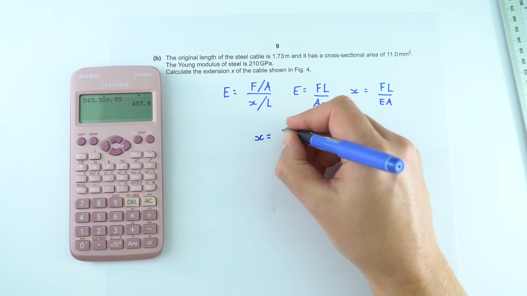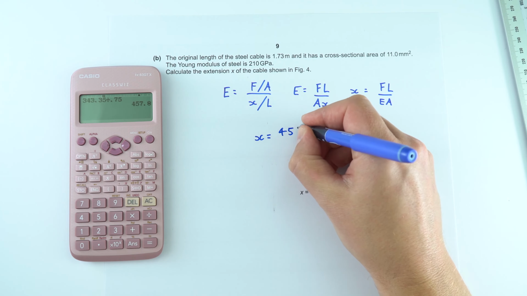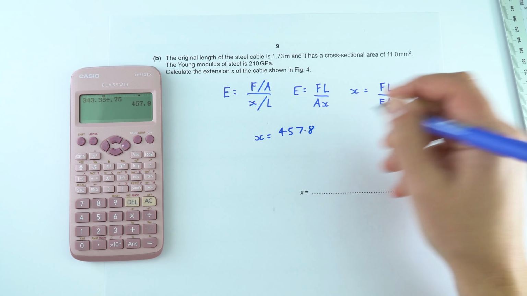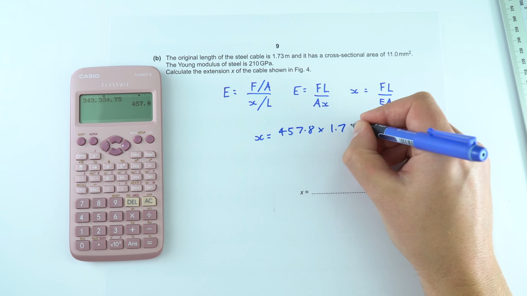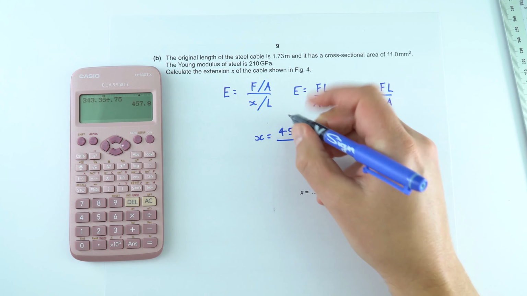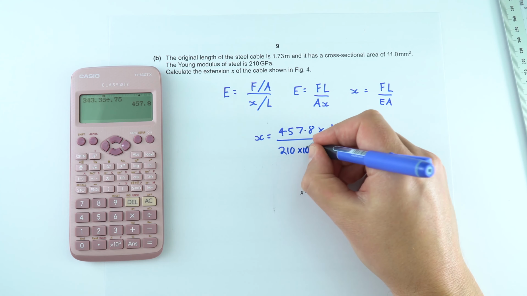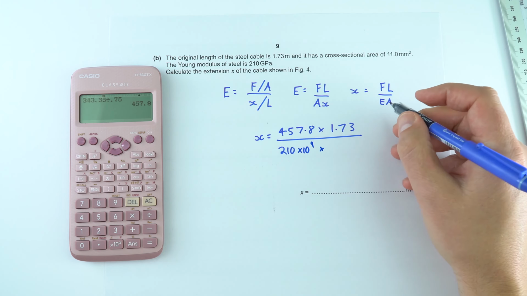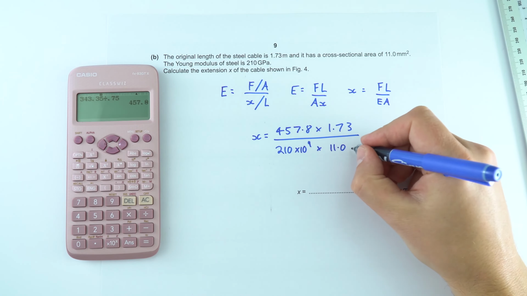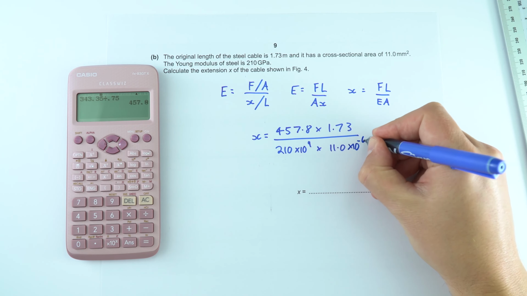So X is going to be, I'm going to use my value of 457.8. The length was 1.73 meters. Then we've got 210, and it's giga, so that's 10 to the 9, multiplied by the area. And here we've got 11.0 times 10 to the minus 6.